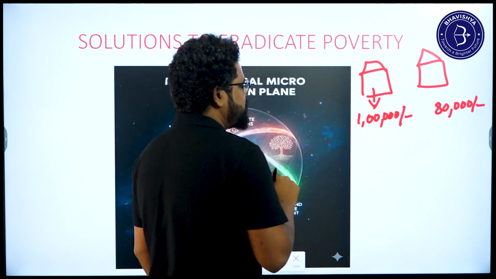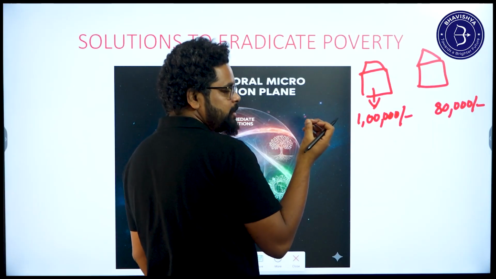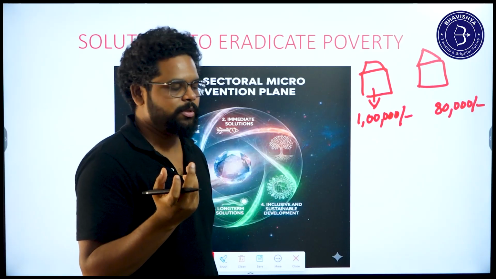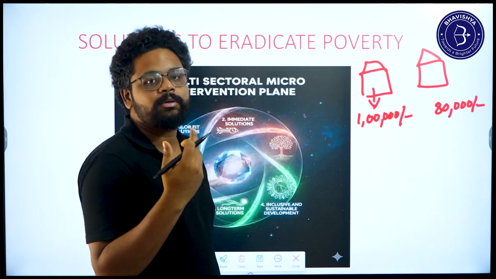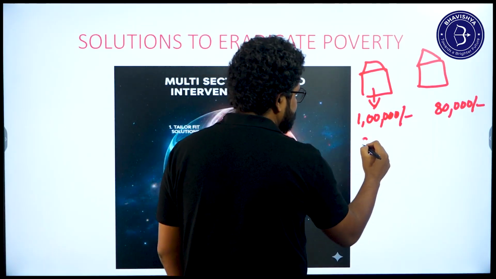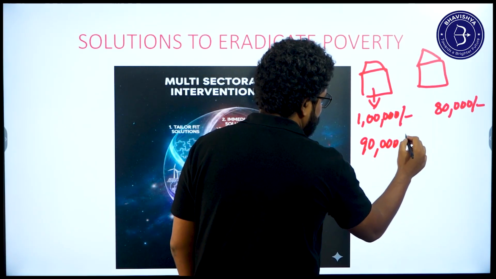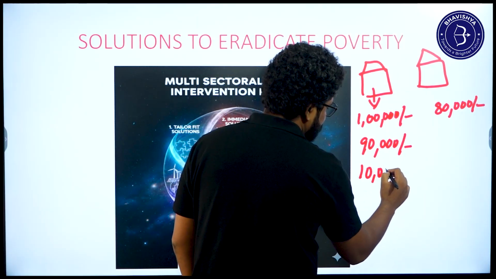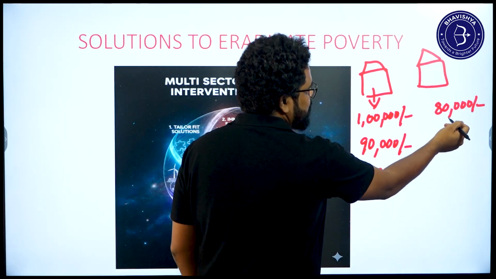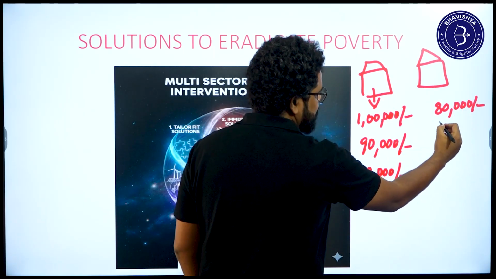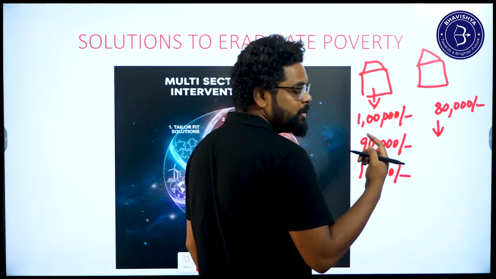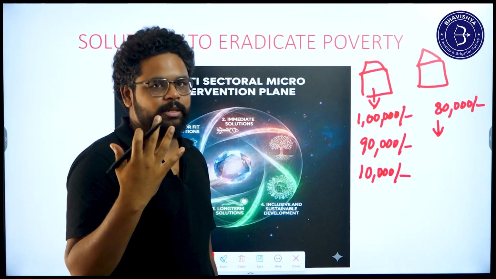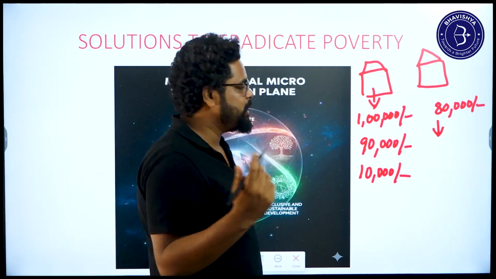But what happened is that in this household there is a person who is suffering from some health issues. For that, the household has to spend something around 90,000 per month. And how much is the disposable income now? It's just 10,000, right? And here the income is actually good, but the number of dependents is high, that means there is only one person who is the breadwinner and the rest of the people are doing nothing. Let's say the size of the family is 10.